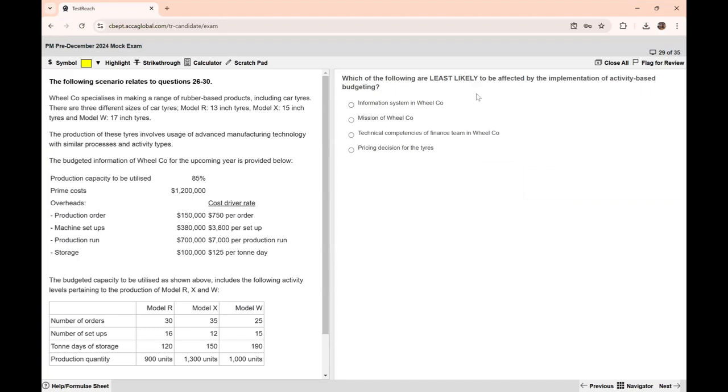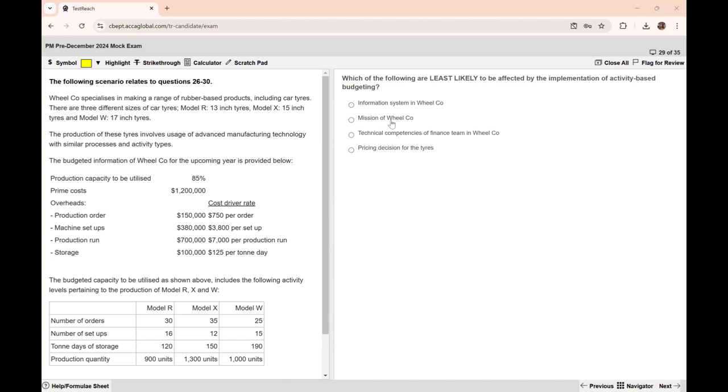Which of the following are least likely to be affected by the implementation of activity based budgeting? So, the first one is information system in Wheel Company. See, ABB requires enhancements to the information system to track activities, costs, and performance metrics more effectively. Therefore, the information system is likely to be impacted, so this is not going to be an option.